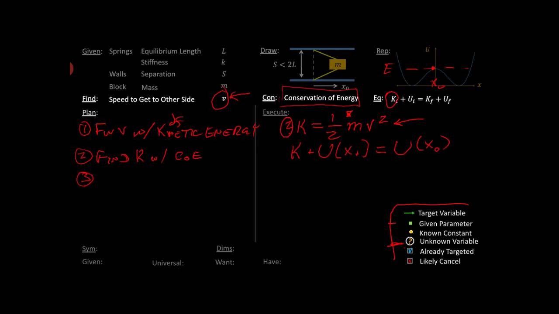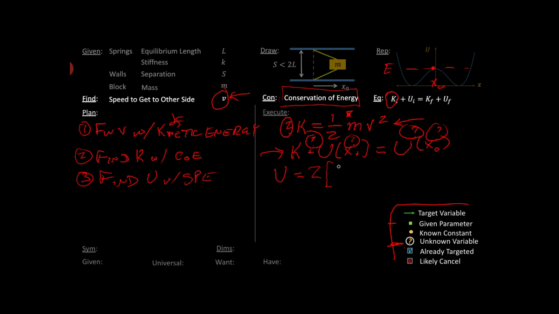Okay, so 3, we have to do something with this U, right? We don't know anything about the U, and we're going to have to find the U in two situations, with x0 and x1. So let's go ahead and find U with the spring potential energy. We've got two springs, so we'll multiply whatever we're going to get by 2. I'll use square brackets.